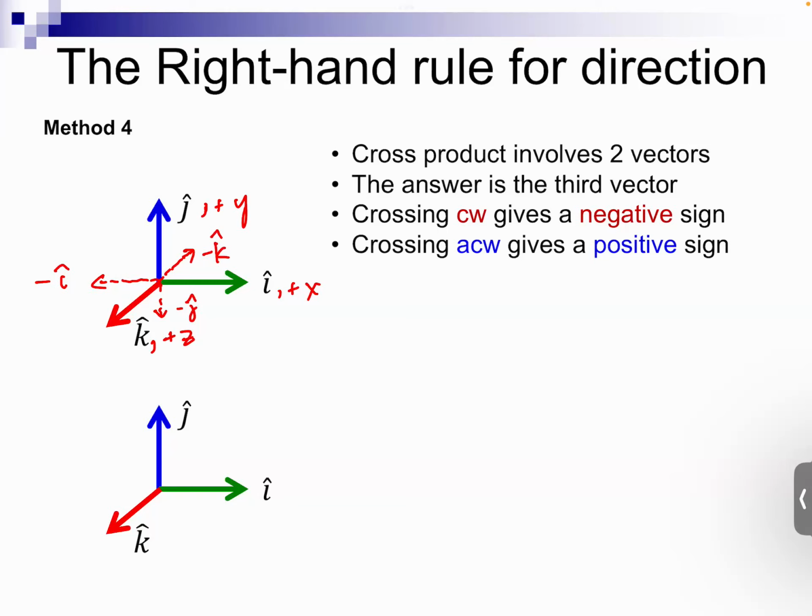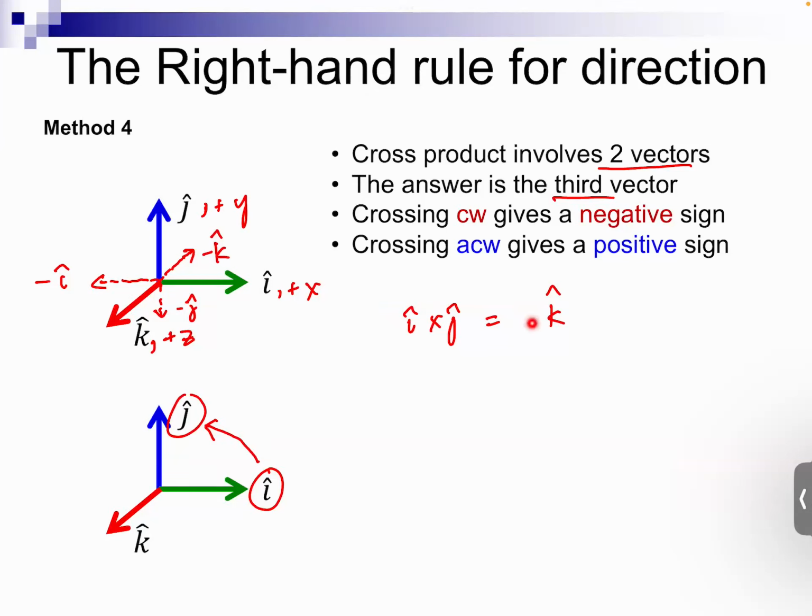And so if you use this coordinate system and you do the cross product, the cross product always involves two vectors, and the answer will be the third vector that's not involved in the cross product. So say, for example, here you do i hat cross j hat. You're using these two vectors, crossing i hat over to j hat. So the answer here will automatically be k hat.